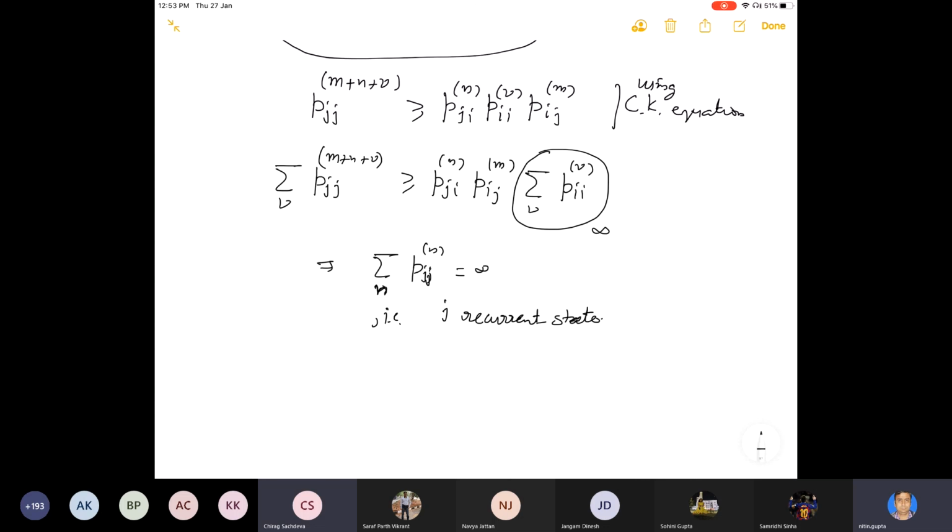Sir, so we are dropping m plus n because it is finite from the left hand side. It doesn't matter now because this summation is there. It is going towards a very large value basically. Yes, sir. So that's why if that diverges, the other will also diverge.